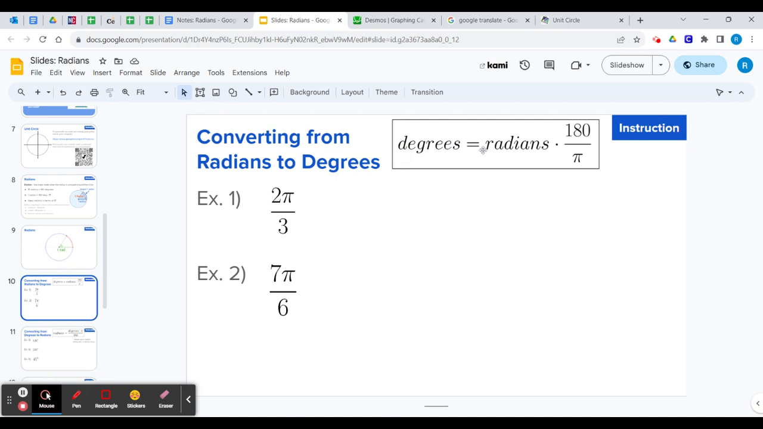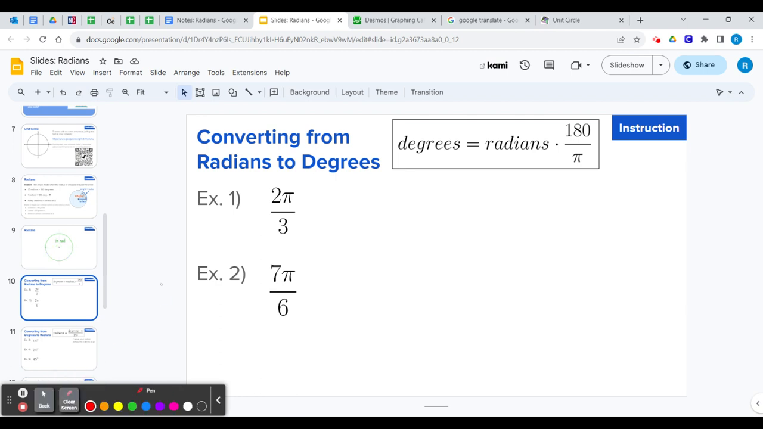we're going to use this formula here where degrees are equal to our radians times 180 divided by pi. And a good way to remember that the 180 is on top and the pi is on bottom is we are going to try to cancel out our pi. Degrees won't be in terms of pi, but radians will.